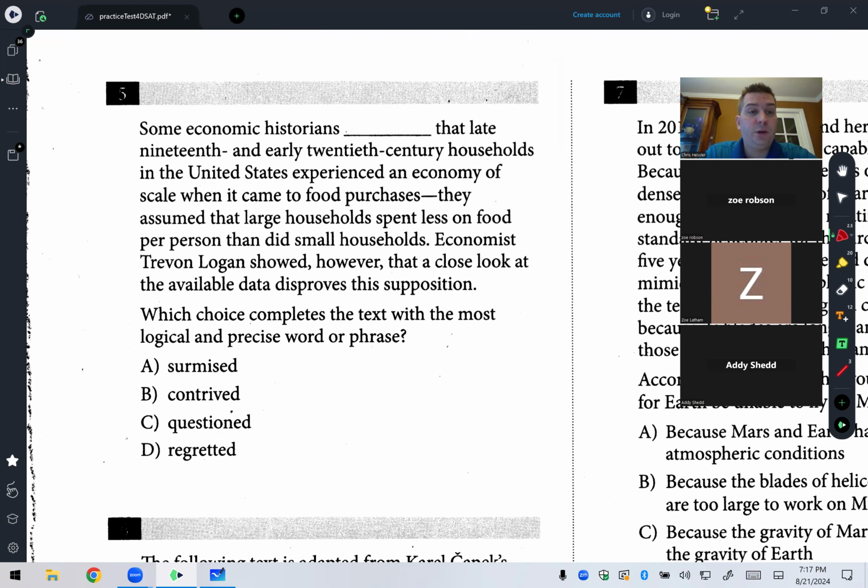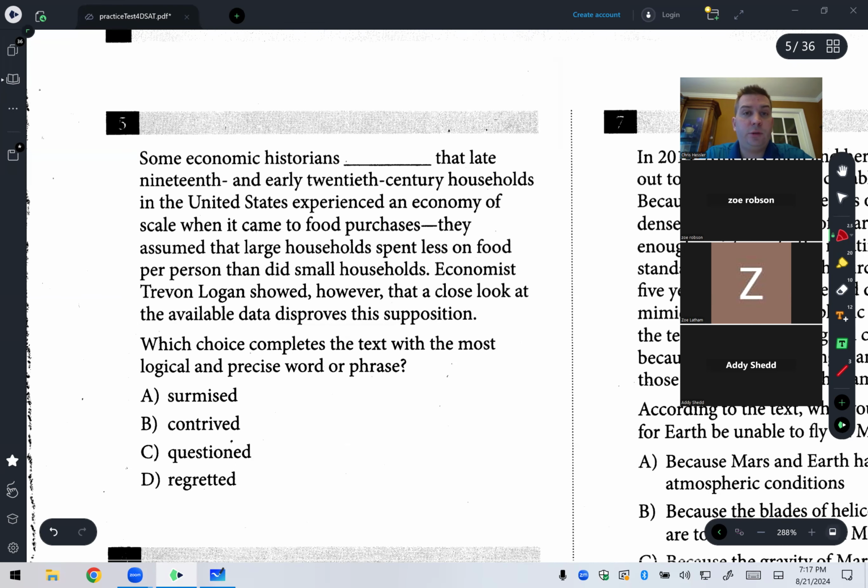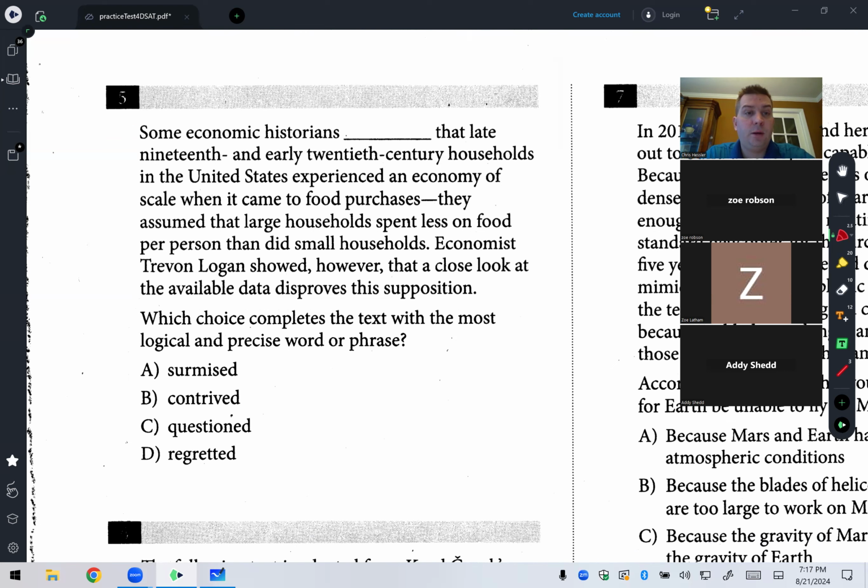Okay, so we have some answer choices here. We can read them back into the sentence. I'm just going to try contrived. Some economic historians contrived that late 19th and early 20th century households in the US experienced an economy of scale when it came to food purchases. And that doesn't make any sense. Historians shouldn't be contriving anything.